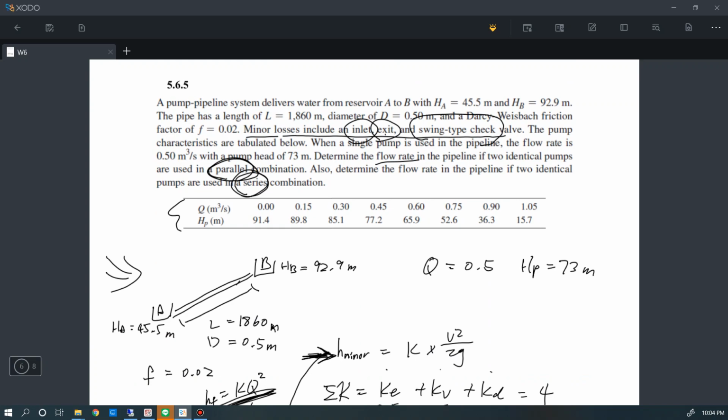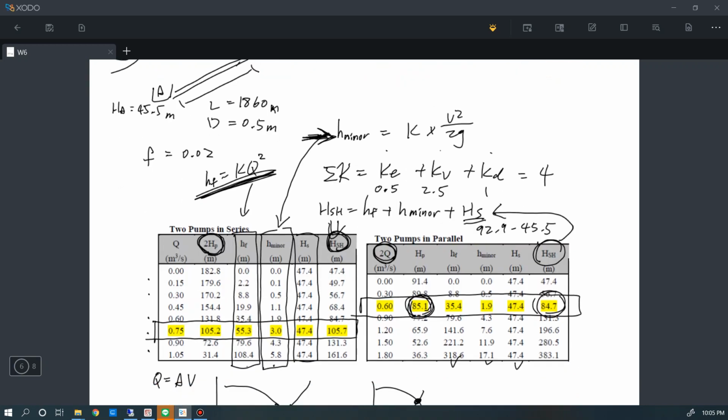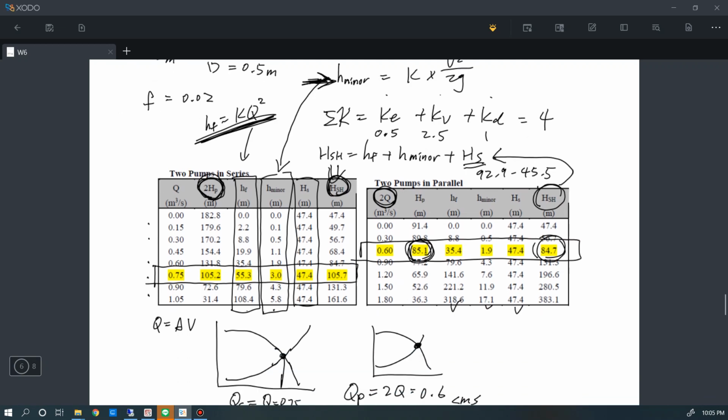So just quickly review this problem. The only difference from the previous problem is that we have two identical pumps, one in the parallel combination and one in the series combination. The only difference is that for the pump in series, you double the energy head provided by the pump, and for the parallel case, we double the flow rate, but keep the same energy provided by the pump.